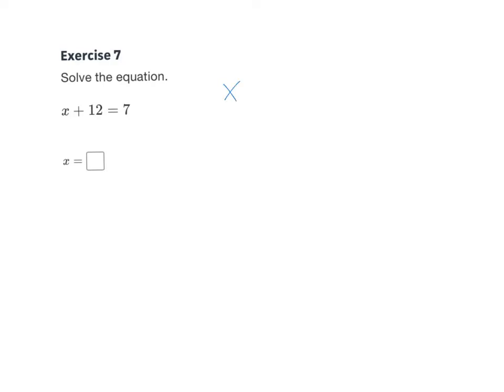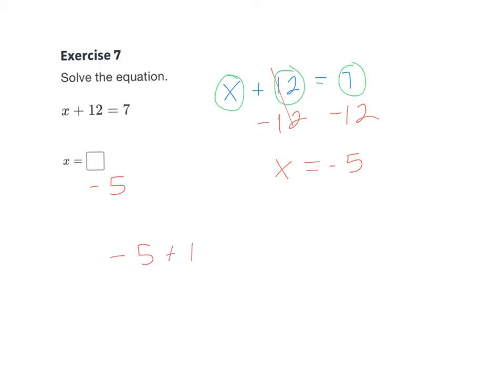Exercise 7, I've got x plus 12 is equal to 7. Now my terms are going to be x, 12, and 7. So to isolate x, to get x completely by itself, I have to get rid of this positive 12. So to do that, I'm going to minus 12 from both sides to keep the equation balanced. 7, take away 12, negative 5. If you were to check it, you'd have negative 5 plus 12 is equal to 7. Negative 5 plus 12 is 7. And there is your check.